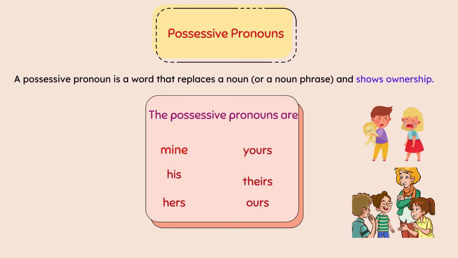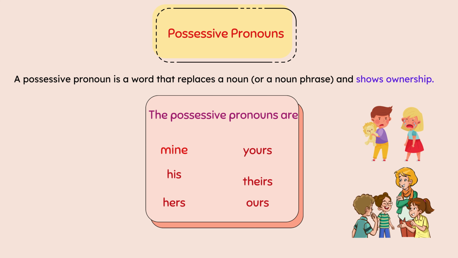Let's learn about possessive pronouns. A possessive pronoun is used to show who something belongs to. Instead of repeating the noun again, we use a pronoun. For example, this book is mine. We don't say this book is my book. We just say mine. Here are the main possessive pronouns: mine, yours, his, hers, its, ours, theirs.